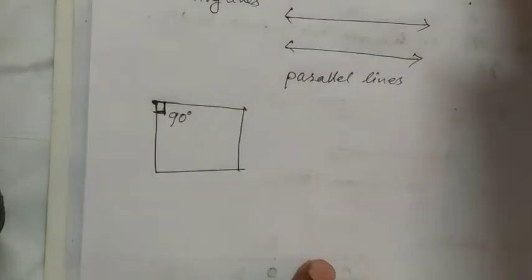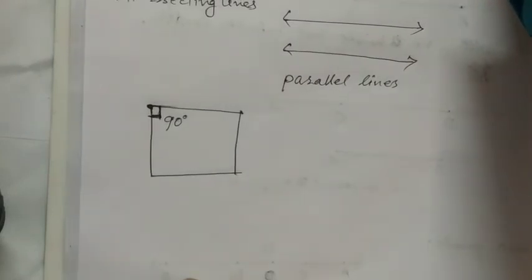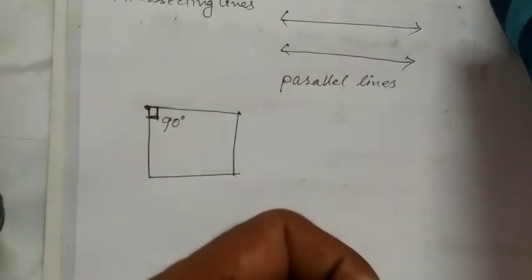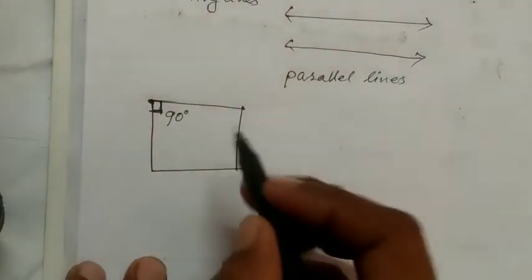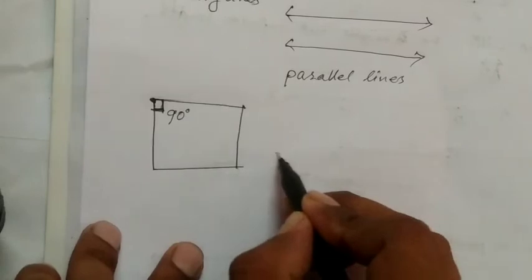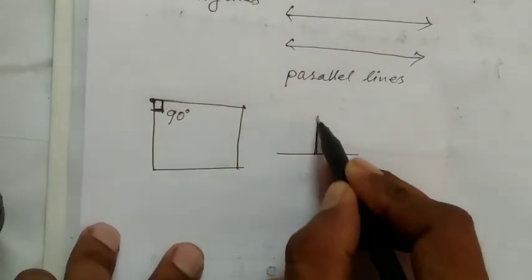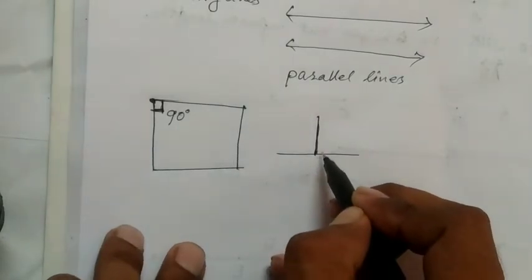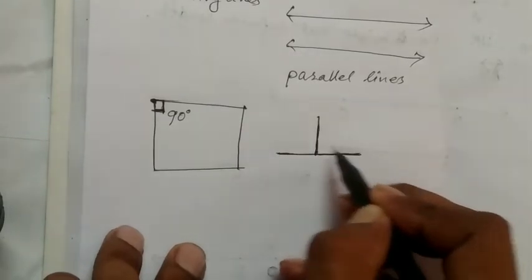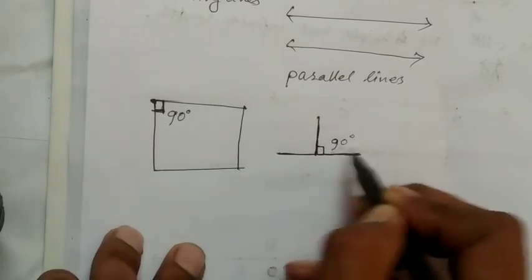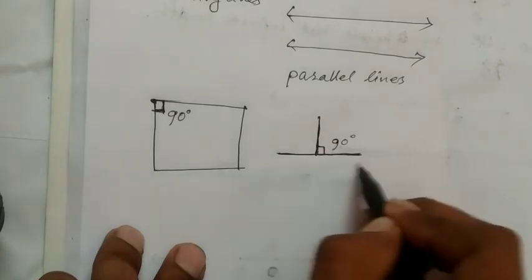And we observe there are some poles in our playground, and telephone poles, electric poles on the roadside. These are perpendicular lines. A pole is standing on the ground. Here the pole and the ground are at right angle, so they are perpendicular to each other.